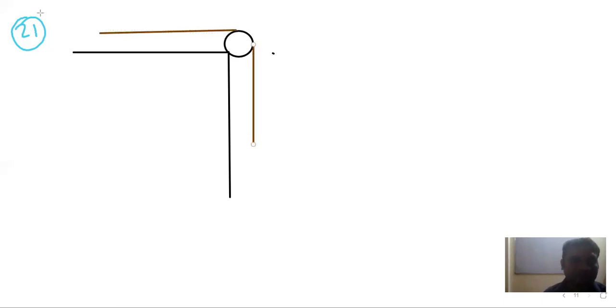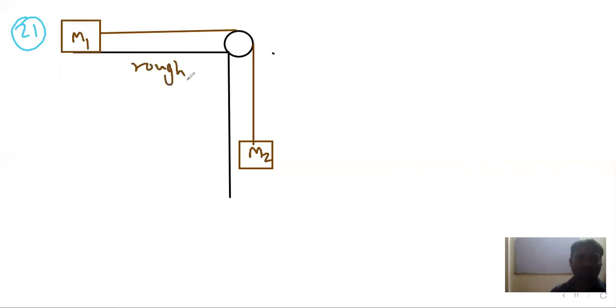So here we have two masses. Let us say one mass is this, and the other mass is this one. So this is M2 mass, this is M1 mass. In this case, this is the rough horizontal plane. Find the coefficient of friction. Mu value we have to find. Just sufficient to start the motion. That means acceleration is 0.